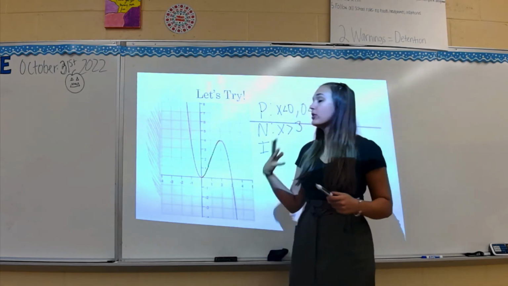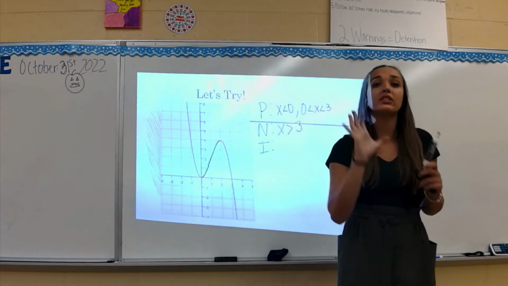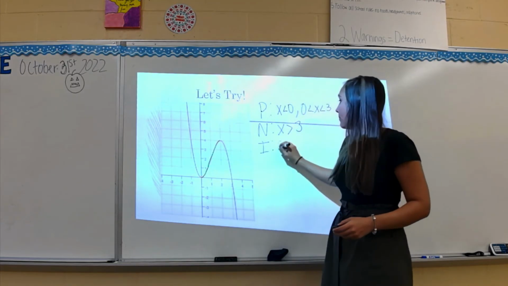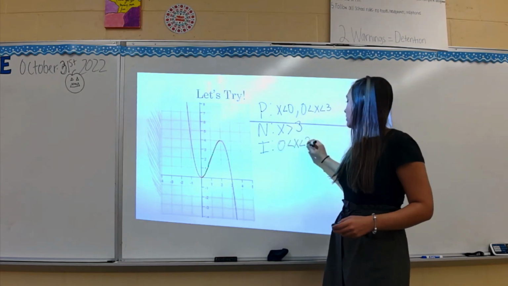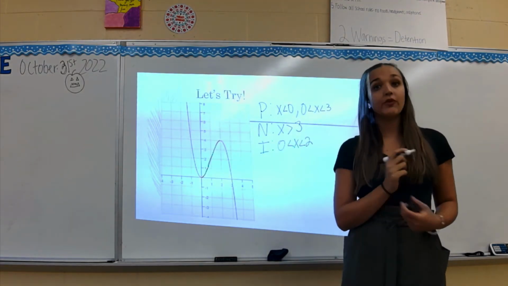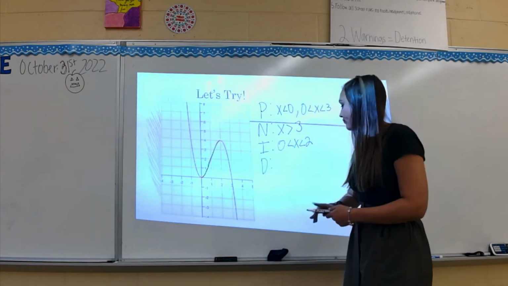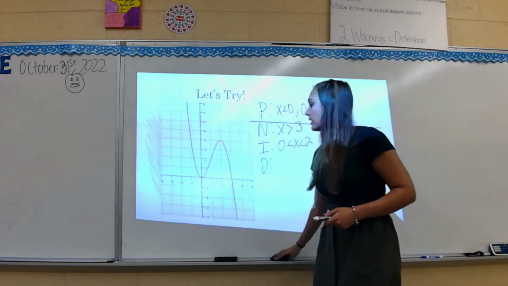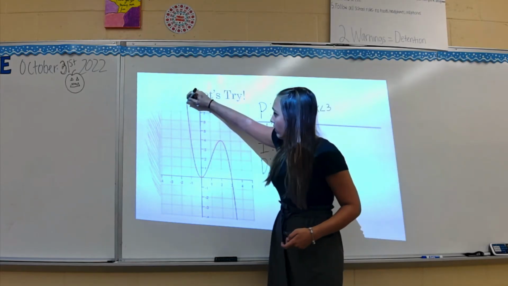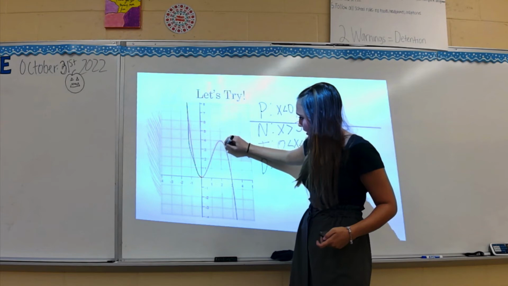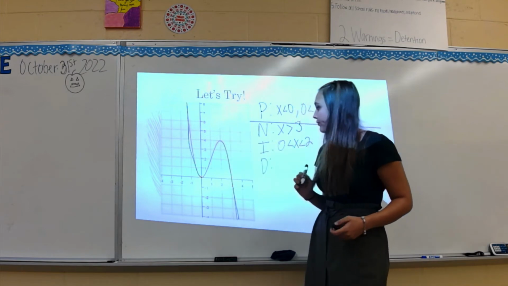Once again, you heard me say between. It's not going on forever. It stops. So it's between 0 and 2. So we need our compound inequality between 0 and 2 for our increasing. Now for our decreasing, it is decreasing. All the ones here, downward, all the ones here, downward.